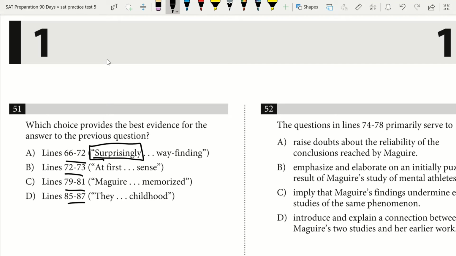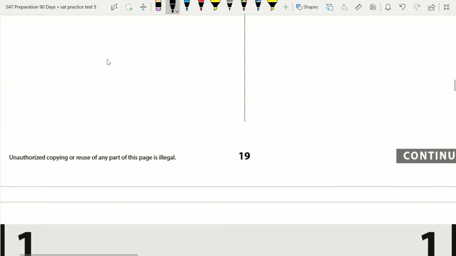If I look at my other options, we have at first, that's not really helping me. McGuire, not helping me. And they, also not helping me. Childhood, also not helping me. Memorized, that'd be my second choice. Surprisingly is much more likely to have my evidence there. Sense, also not helping me. Wayfinding, that's also probably going to help me because we want to show that they're using that same region of the brain as those London cabbie drivers who were wayfinding around the city. So obviously my first choice here, I'm going to start with A. Okay, so I'm going to look at lines 66 to 72, see if it supports my answer.